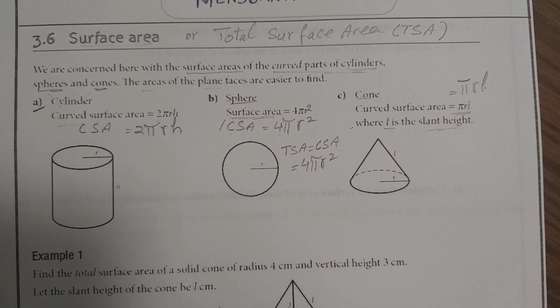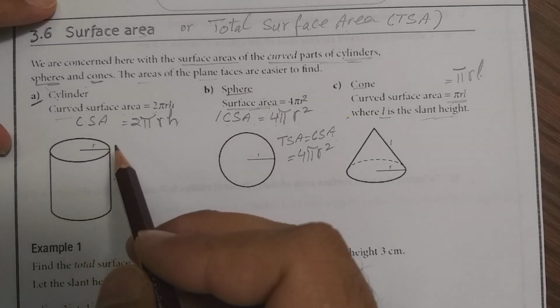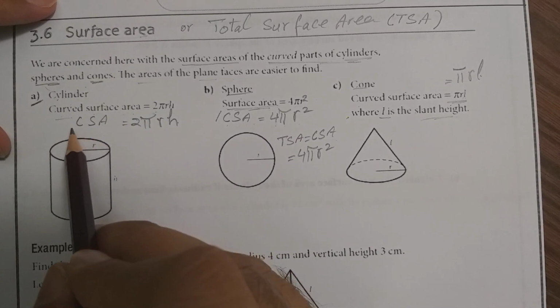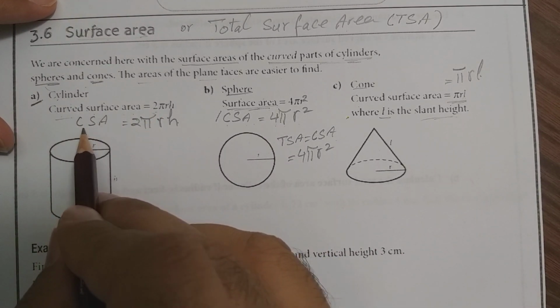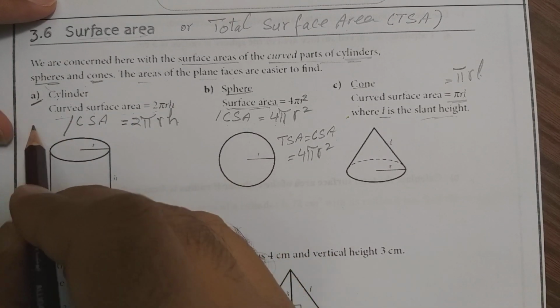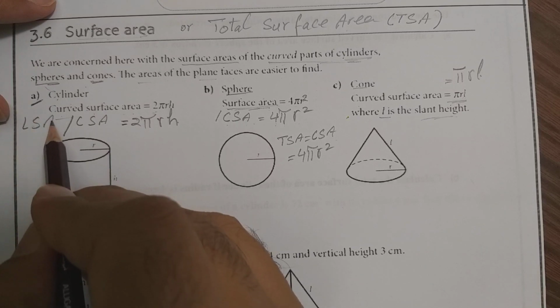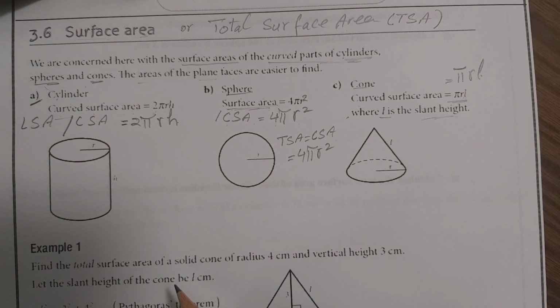Now we need to find the total surface area for this. Curved part, you can also say lateral area. Another name for the curved surface area is the lateral surface area. Curved surface area or lateral surface area are the same thing.